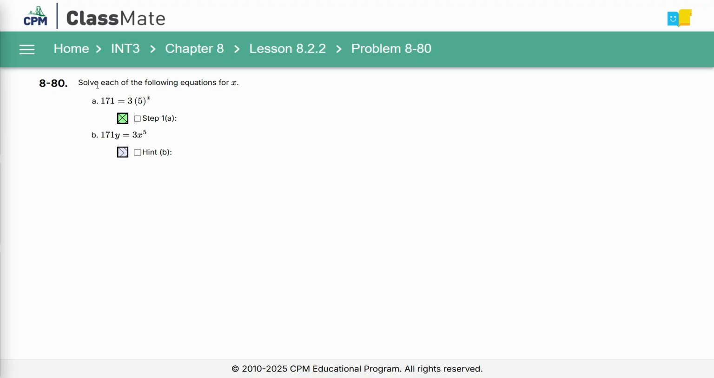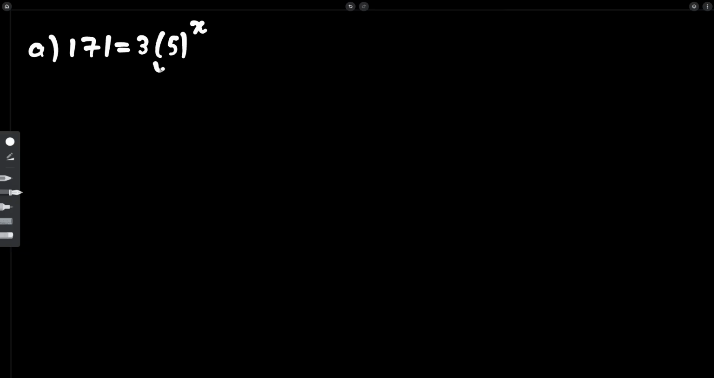Alright, question 8-80 now. Solve each of the following equations for x. Here we have 171 equals 3 times quantity 5 to the x power. So let's write this down. 171 equals 3 times 5 to the x power. Let's begin by isolating the exponential term. We have 171 over 3 equals 5 to the x.